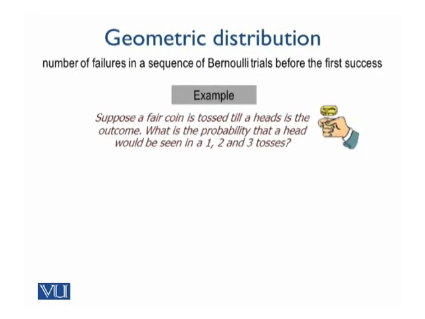The question then is that if you want to do many Bernoulli trials, how many failures do you expect to see before the first success? As an example, assume that a fair coin is being tossed. You want to estimate the number of failures that you would have before your first success. So the exact question is, what is the probability that a head would be seen in a single toss, in 2 tosses, or 3 tosses.